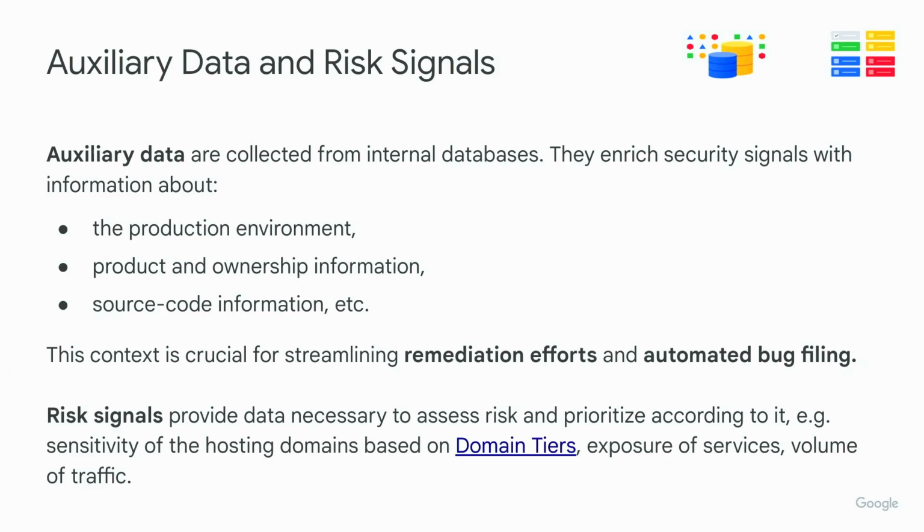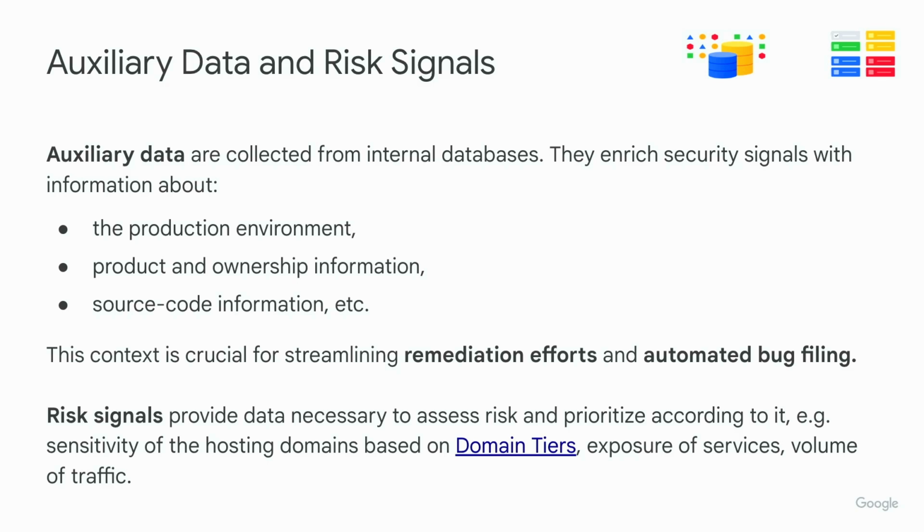But these data, these signals, which are usage signals, are still not enough. We are adding two more groups of signals. One, we call auxiliary data. We collect them from our internal databases. So information about teams at Google, code ownership, production environment, source code information, repositories, and things like that. They have a lot to do with remediations and automated bug filing. But also we have risk signals.